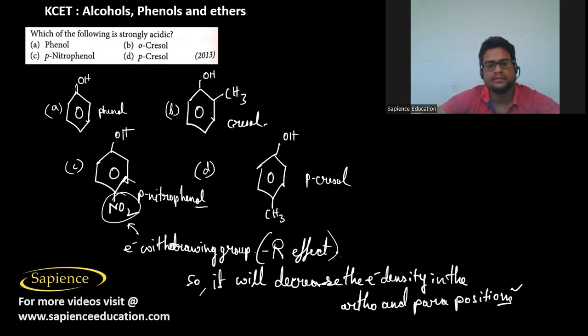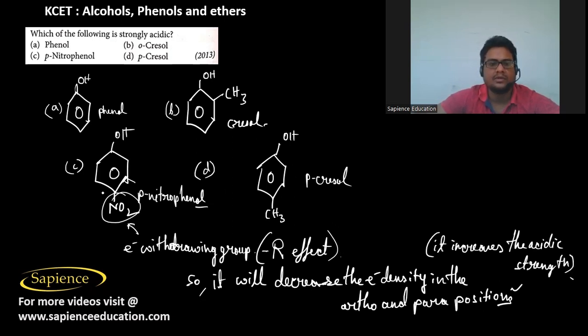Hence it will increase the acidity. It increases the acidic strength of the phenols. So hence option C is the correct answer. Paranitrophenol is the most acidic. It means that it can most easily give out one H plus ion from here.